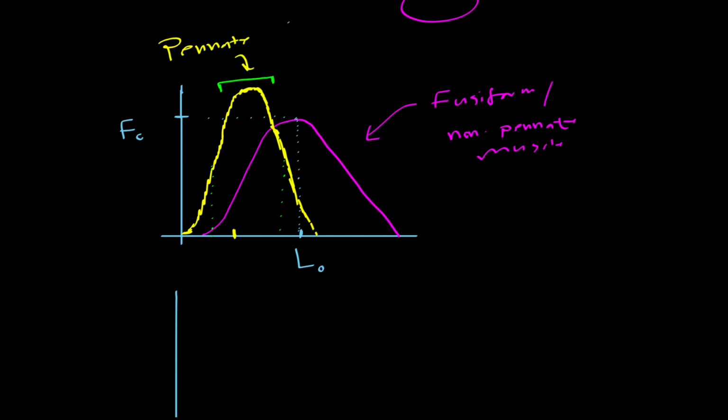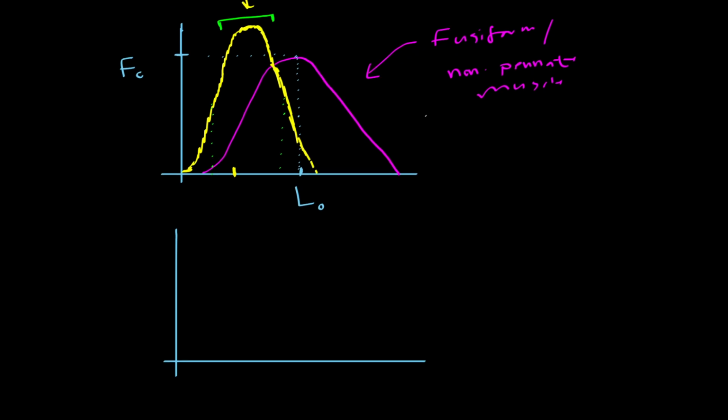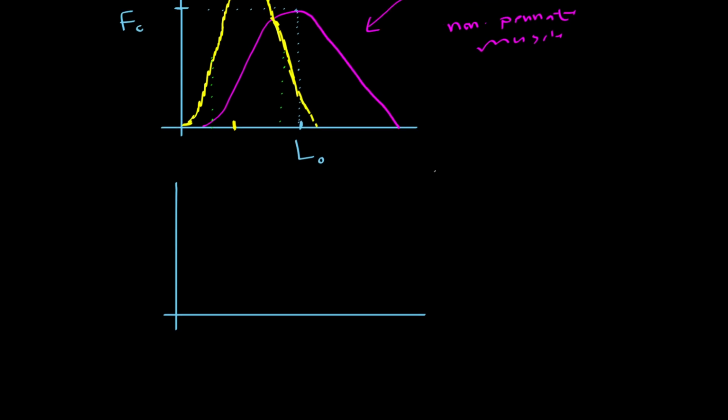So that's like a pennate muscle. There's a similar trade-off with regards to the force velocity behavior. And that looks like this. So again, let's just draw what we already know. So velocity, and we've got Vmax out here.